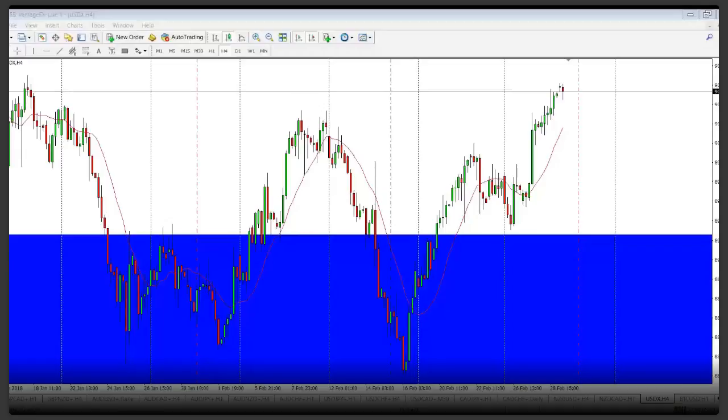Euro USD, I'm already in a buy trade on it, and I'll tell you the reason why. So zoom out, their daily chart. We're at this zone here. This will be a short-term day trade for me. The stop loss should be just below here.